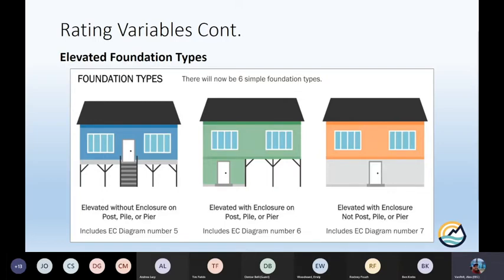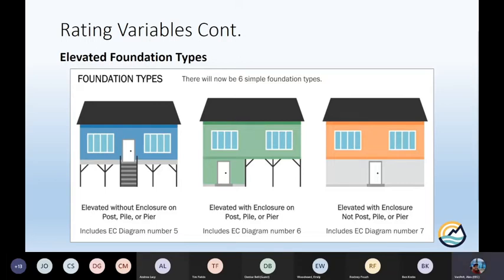This is the reason I say post, piles, and piers is going to have the best rate, because there's nothing underneath really that's going to be damaged. Whereas if you don't maintain your vents, you could see hydrostatic pressure on your elevated with enclosure to where you see cracks in your foundation and things like that. Your flood insurance would have to pay out on that. So you're going to pay a little more for that foundation type. Okay.